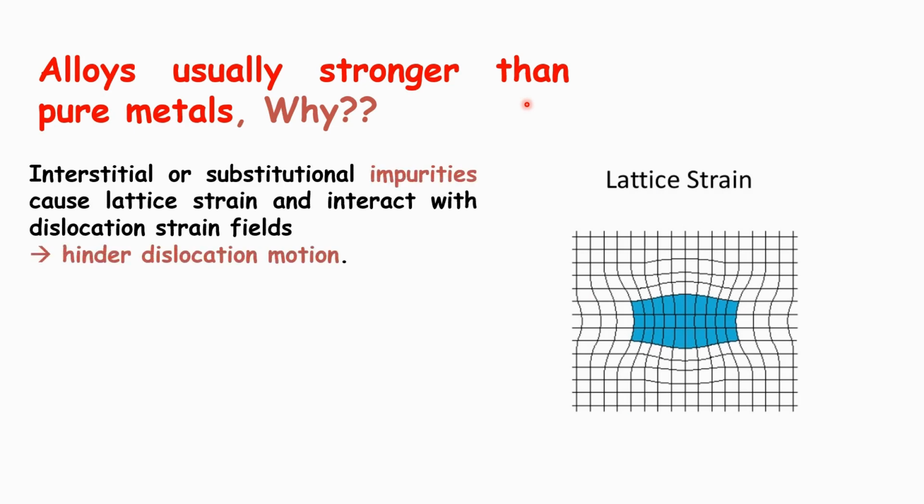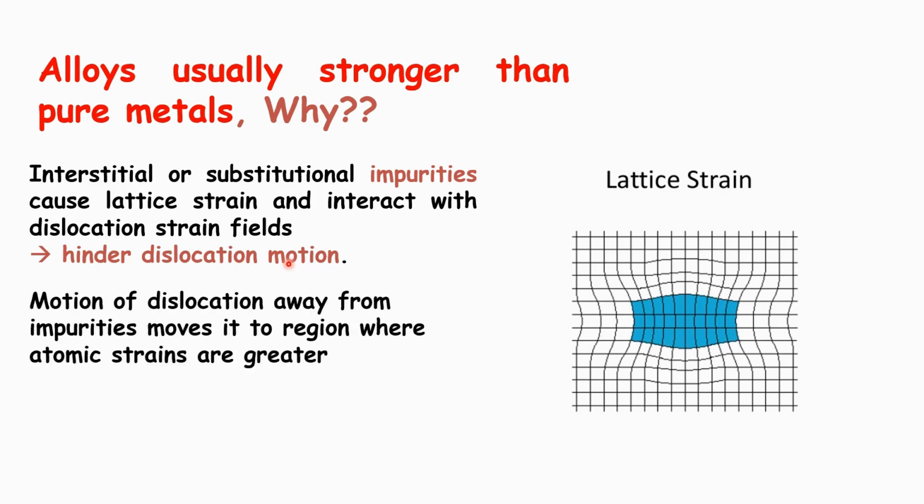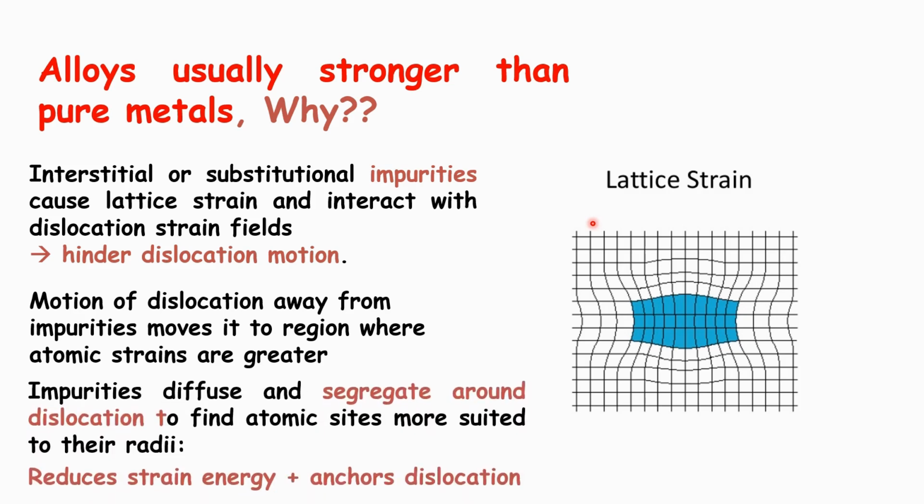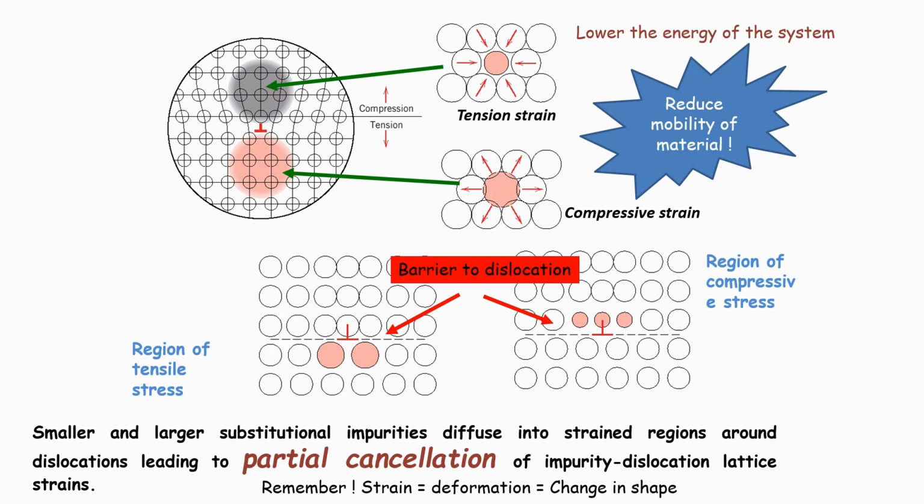In terms of impurity behavior, it will diffuse and segregate around dislocation to match the atomic size, and as a result, it will reduce the strain energy, and also it will anchor dislocation and stop the movement of dislocation. And when we talk about the strain field interaction between dislocation and impurity atom, it will restrict dislocation movement, like I have mentioned just now.